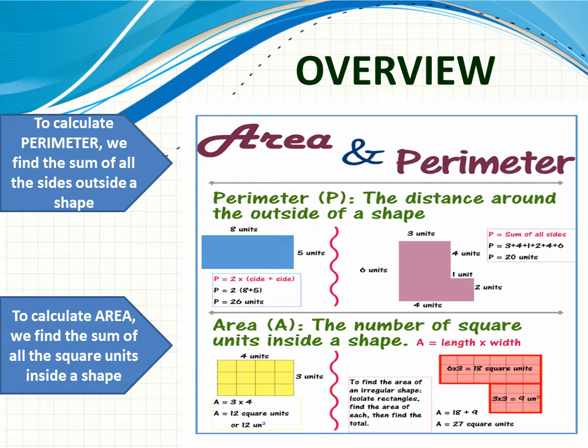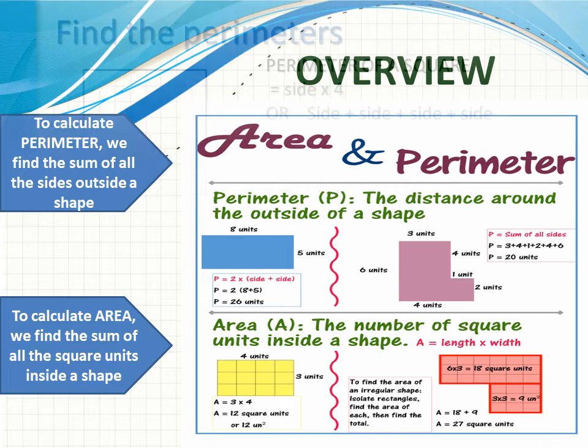So basically, to find the area for a rectangle is length multiplied by width. And for a square it is still the same, but for the square we say it is side multiplied by side. So perimeter is the addition of all the sides, while area is the total sum of all the space inside the shape, or you count the square units inside the shape.